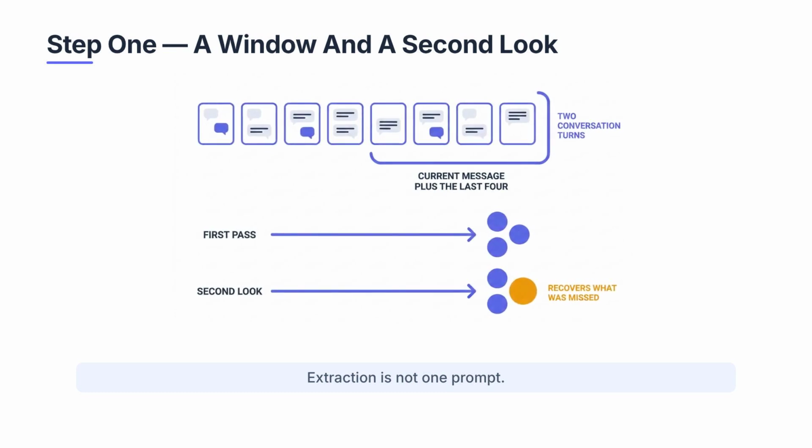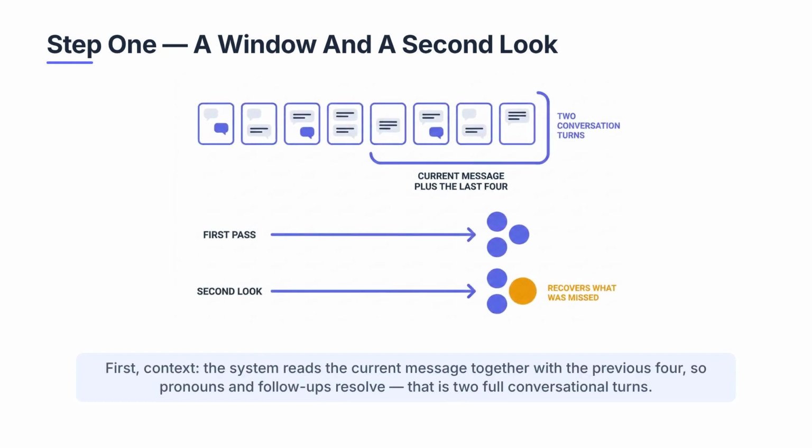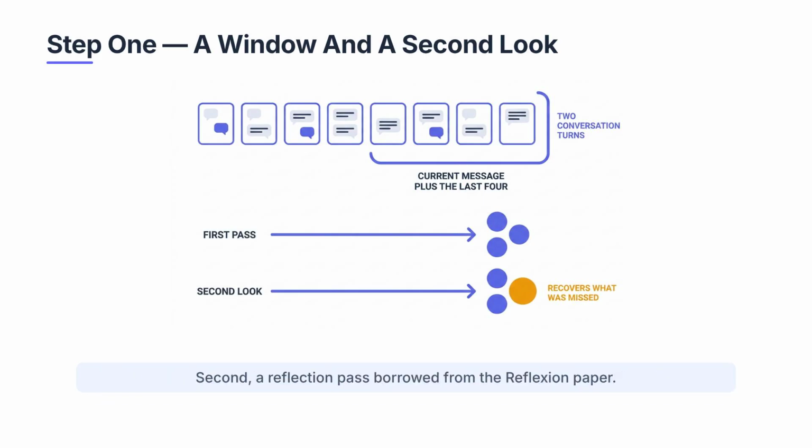Extraction is not one prompt. 2 details make it work. First, context. The system reads the current message together with the previous 4, so pronouns and follow-ups resolve. That is 2 full conversational turns.